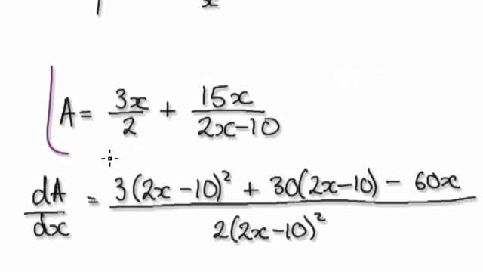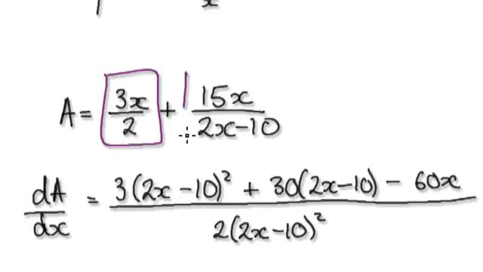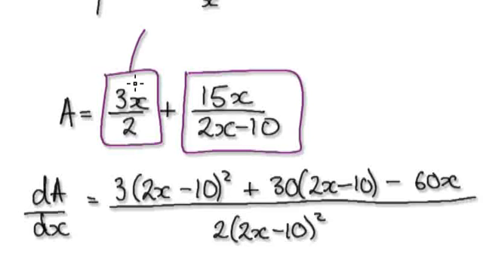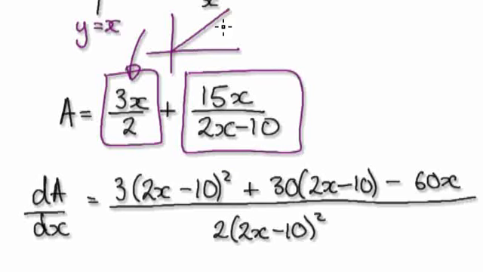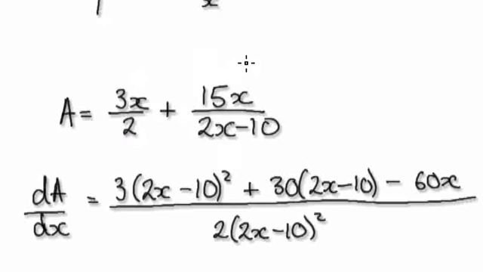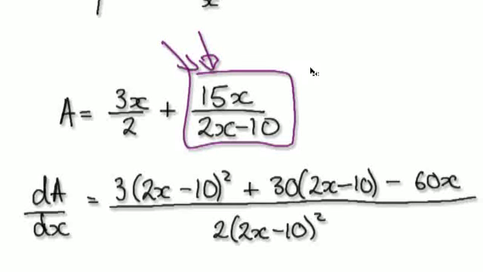Looking at this formula here, you can imagine it as one block added to another block. This block here you can imagine as y equals x, because it's linear. So your graph for this block would look something like this. Now let's look at this block here. What does this block look like when x gets very, very big?